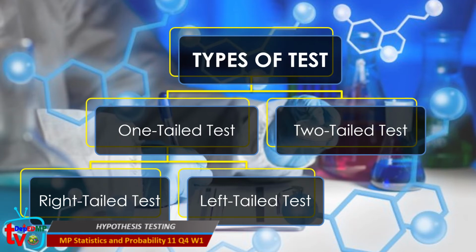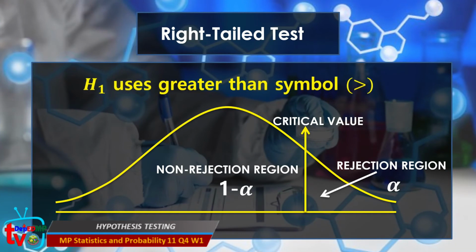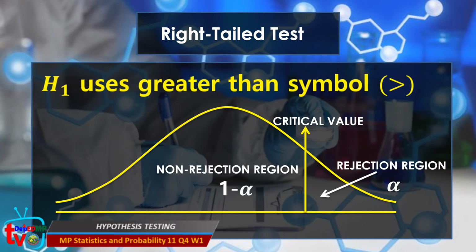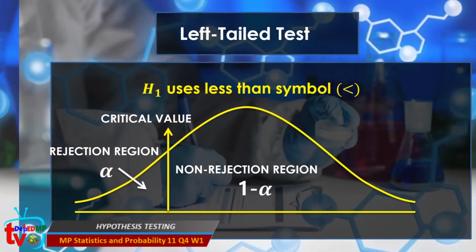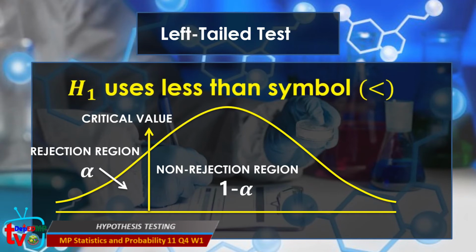One-tailed test is also called the directional test, wherein the rejection region is on one side of the mean. If the alternative hypothesis has the inequality symbol greater than, then it is a right-tailed test because the rejection region is on the right tail of the normal curve. And when the alternative hypothesis has the inequality symbol less than, then it is a left-tailed test because the rejection region is on the left tail of the normal curve.